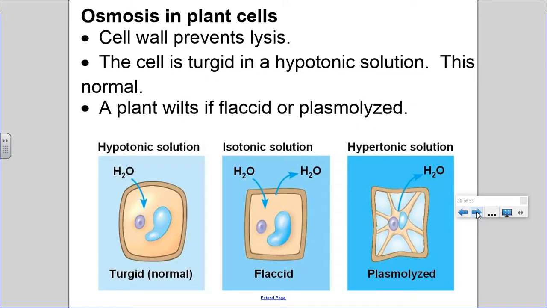Okay, short little thing about plant cells. Since plant cells have a cell wall, they won't burst if they're in a hypotonic solution. That's actually the normal condition for a plant cell. If a plant is wilting, it's because it doesn't have enough water inside of its cells to support the whole plant body.